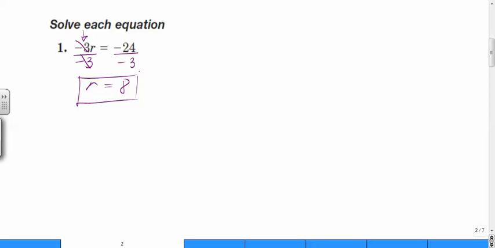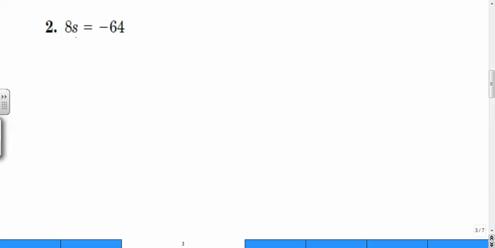You should check: is negative 3 times 8 equal to negative 24? Well, I know it's going to be negative, because I'm multiplying a negative 3 by a positive 8, and 3 times 8 is 24. It checks, we did good.